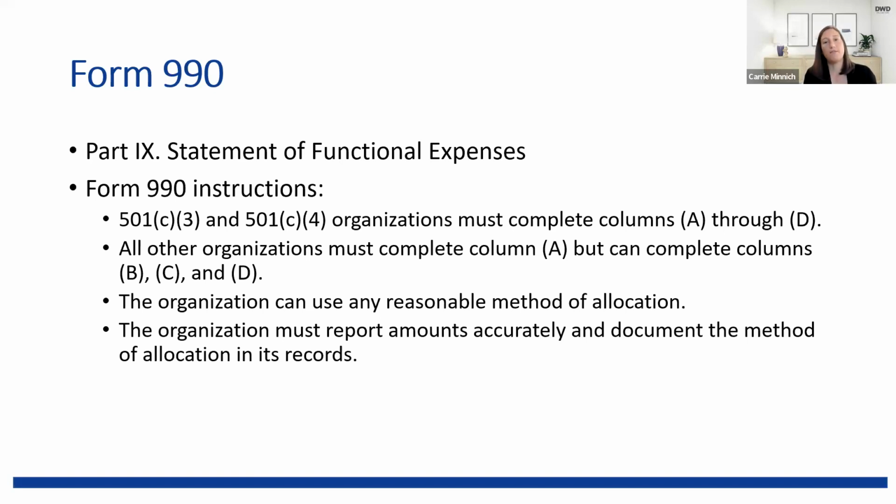So even if you don't have an audit or a review or an outside compilation done, you still need to track your expenses by function because you're going to have to ultimately report them to the IRS. The 990 instructions say that the organization can use any reasonable method of allocation. So again, they must also report the amounts accurately and document the method of allocation in its records. So again, just like for financial statements, we just need to use a reasonable method and we need to document it.